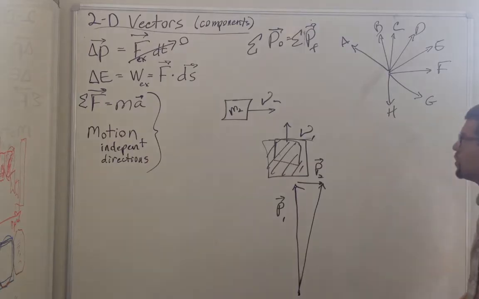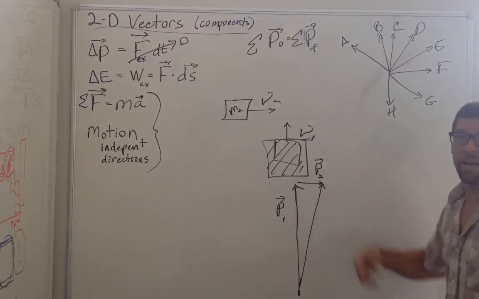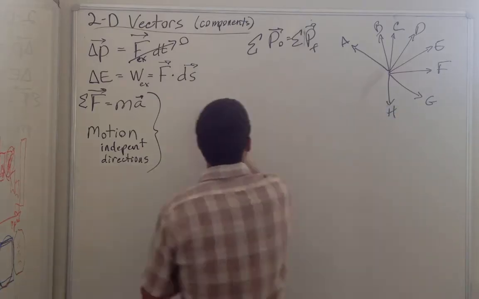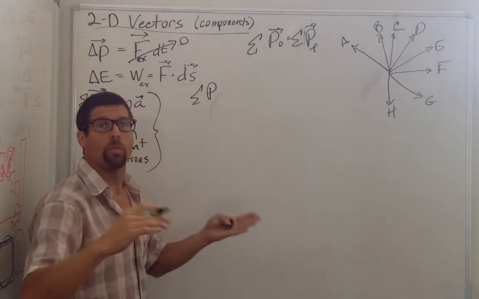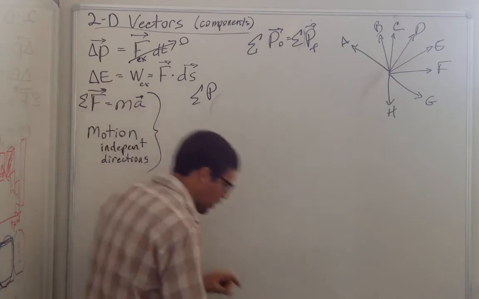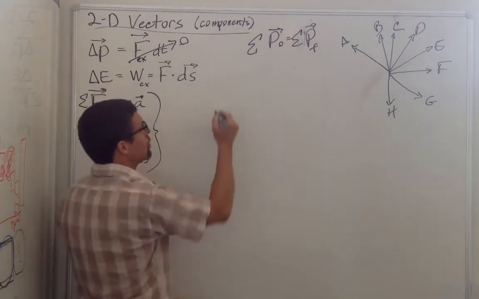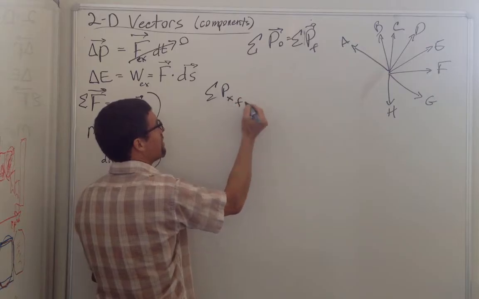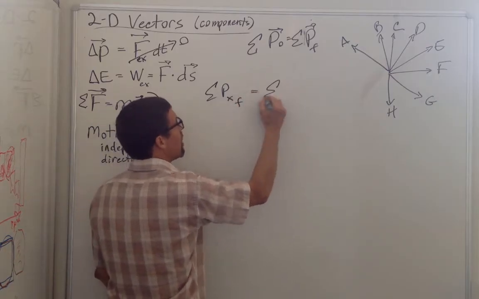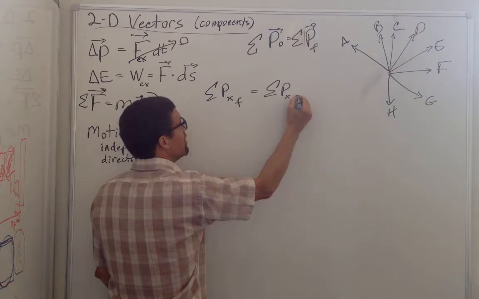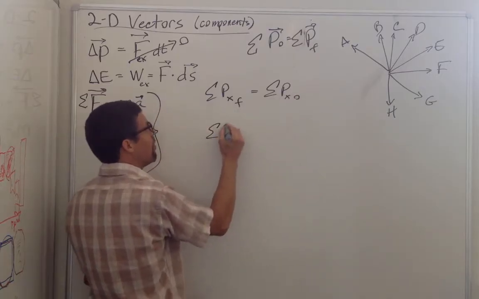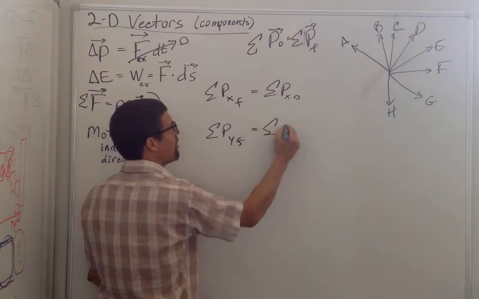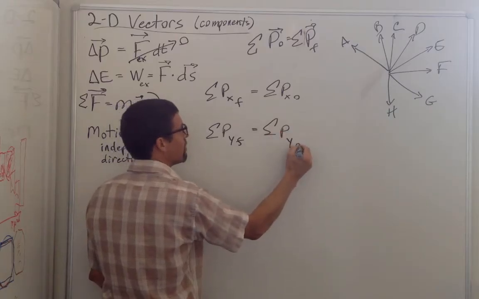So there's two ways to do that. One, just by adding vectors nose to tail. You could also go component by component. So in a collision like this, you could say the sum of the momentum x final must be equal to the sum of the momentum x initial, and the sum of the momentum y final must be equal to the sum of the momentum y initial.